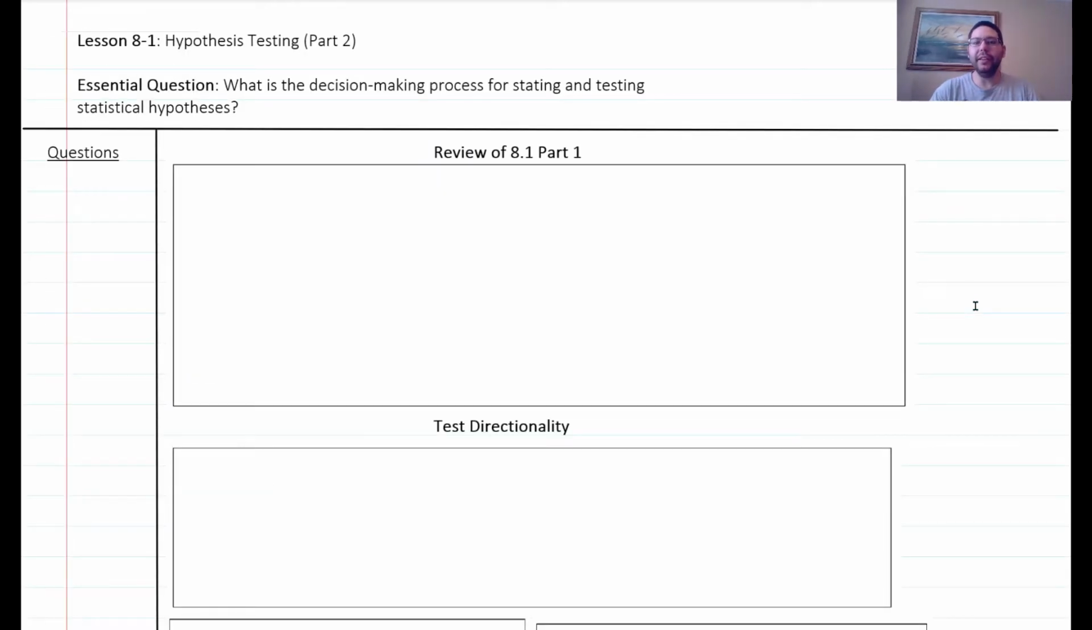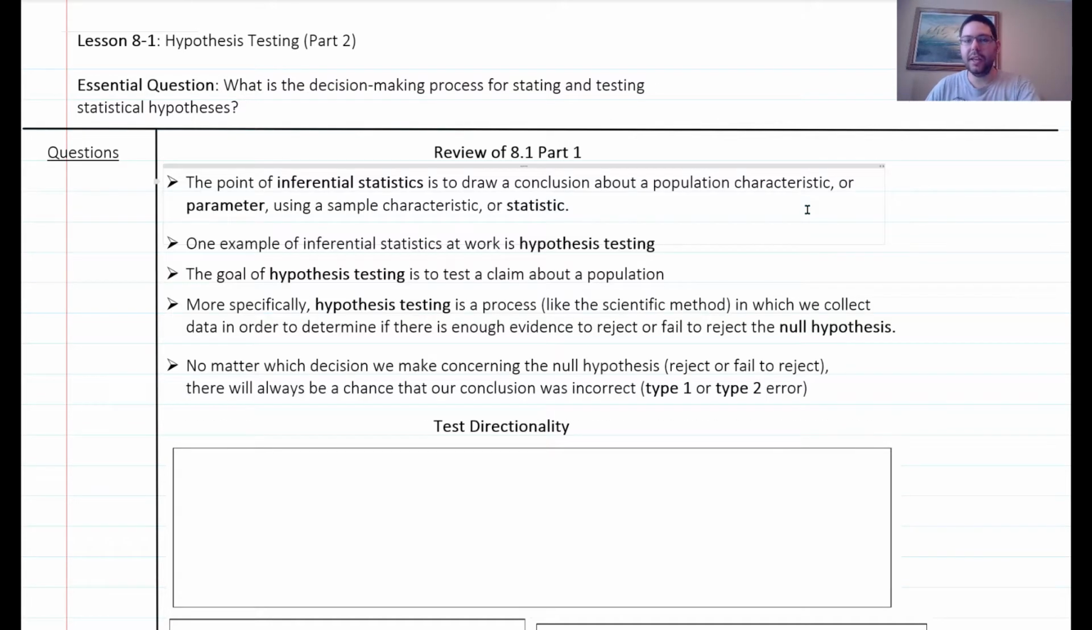All right, so again, the main goal is to be able to describe the decision-making process for stating and testing hypotheses and go through that process. So we're going to actually go through each of those steps. So let's first review what we talked about in the last class.